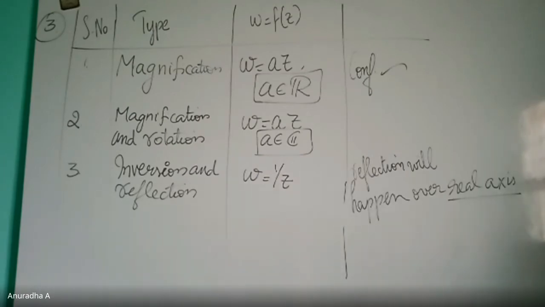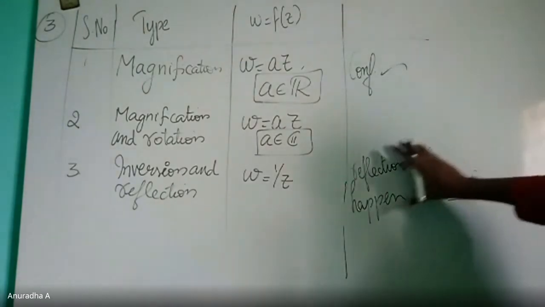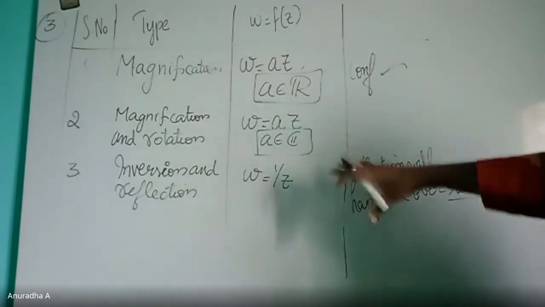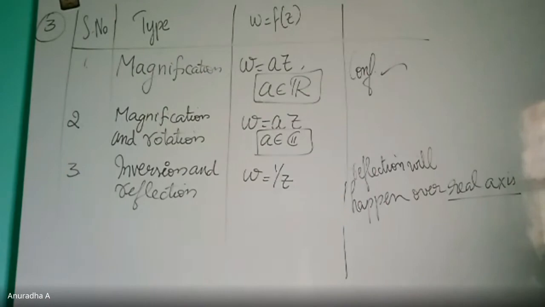The second part is, in this transformation itself, one more type of transformation is there. These are all transformations I told you, right? Conformal mapping only mainly we are seeing. So one more type is there called bilinear transformation or Mobius transformation.